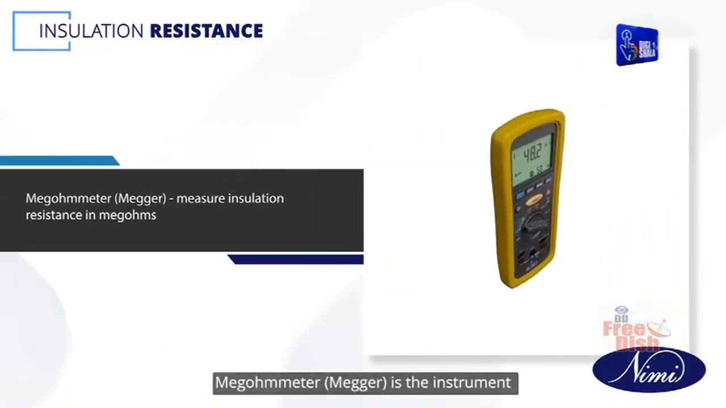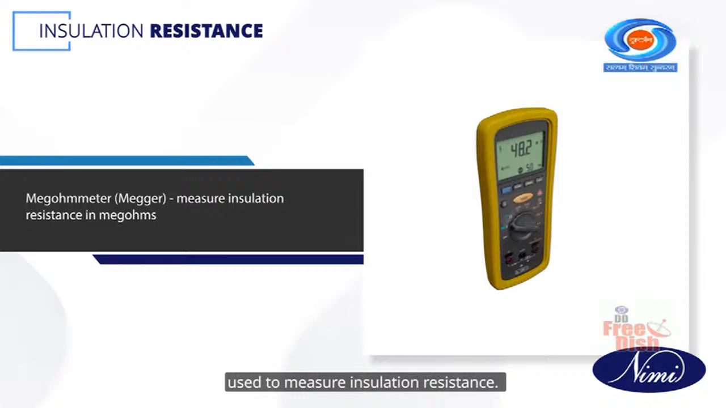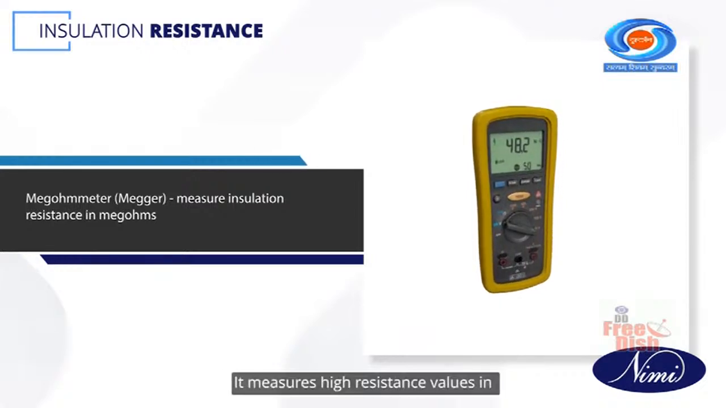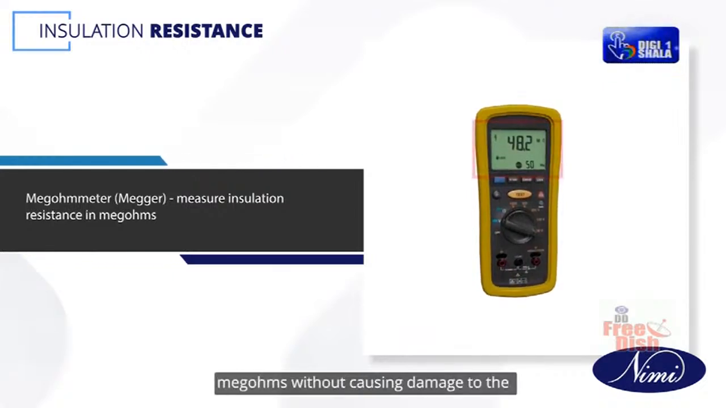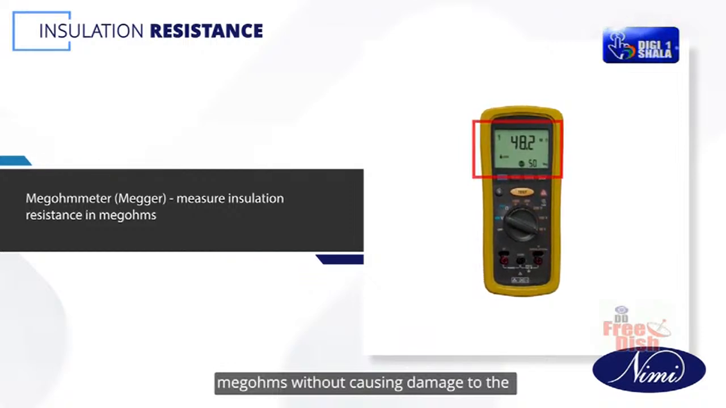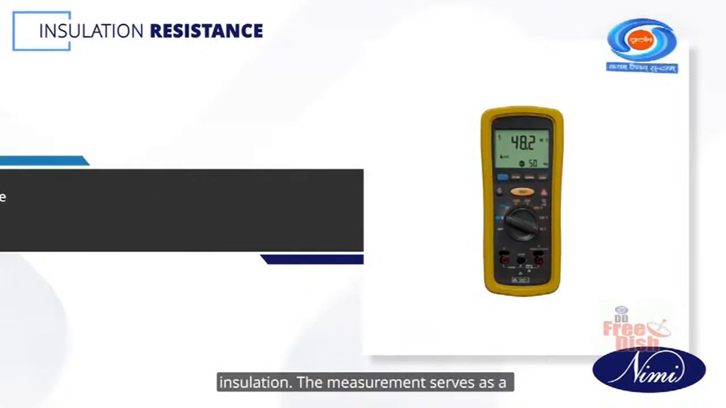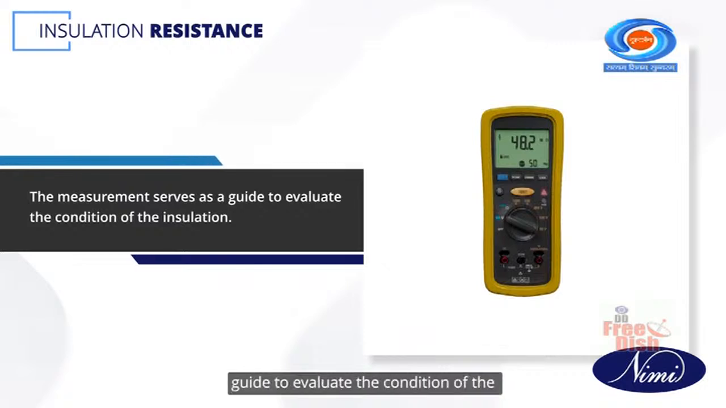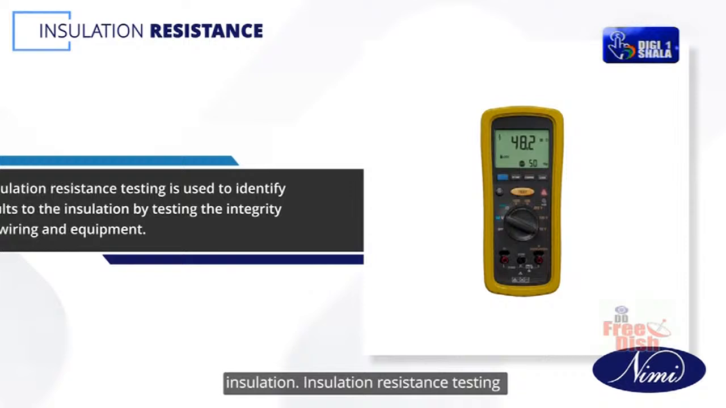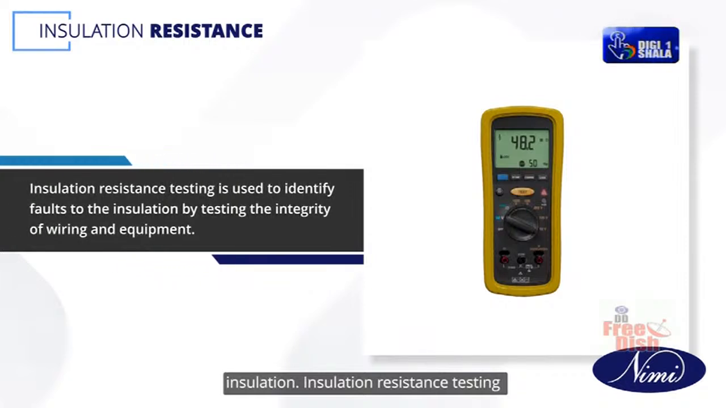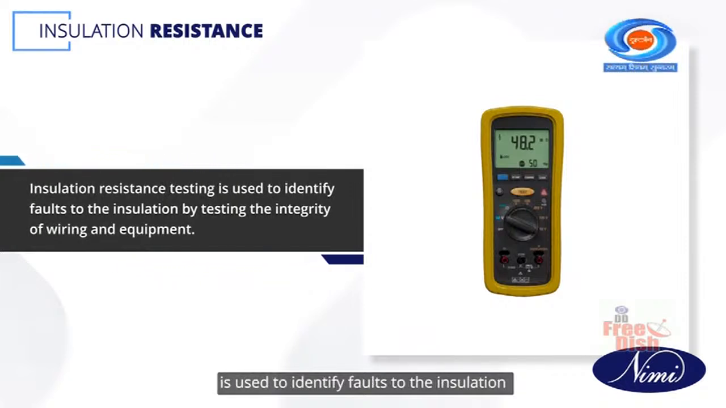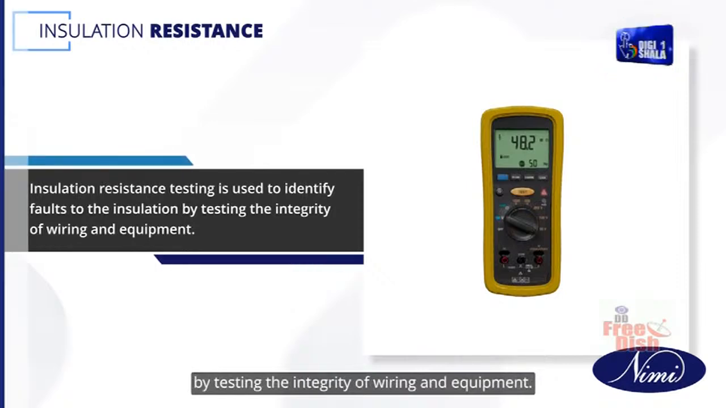Megger. Megger is the instrument used to measure insulation resistance. It measures high resistance values in megohms without causing damage to the insulation. The measurement serves as a guide to evaluate the condition of the insulation. Insulation resistance testing is used to identify faults in the insulation by testing the integrity of wiring and equipment.